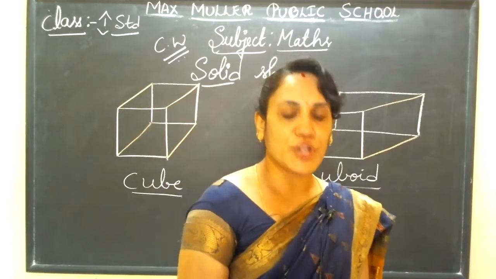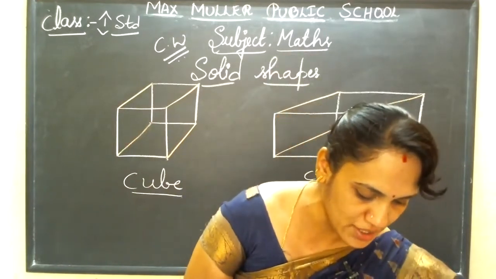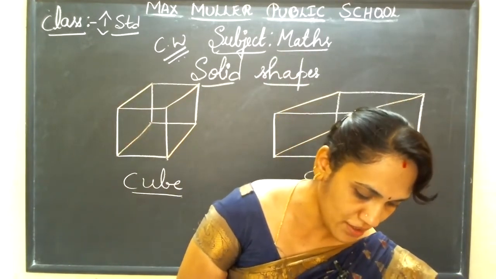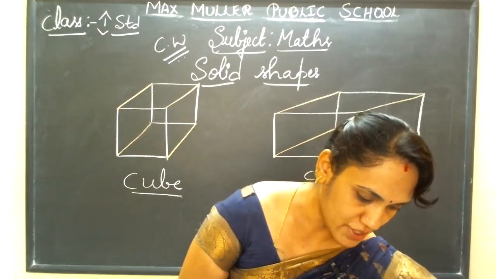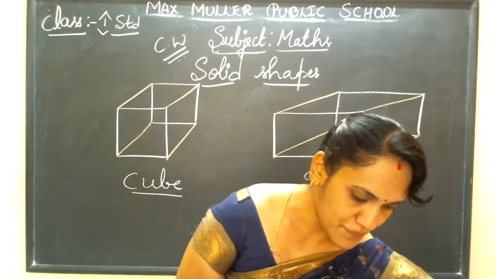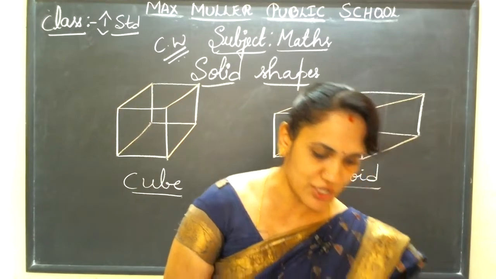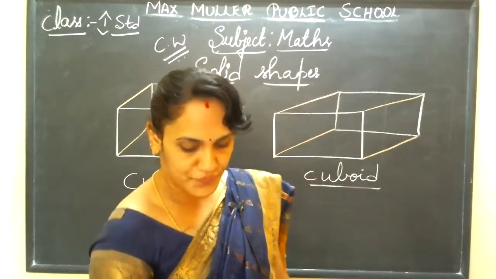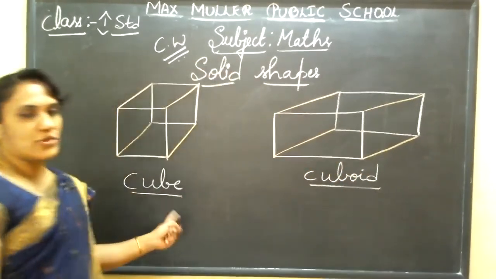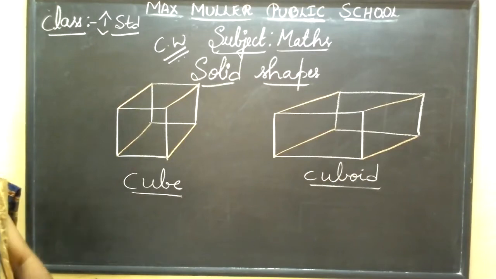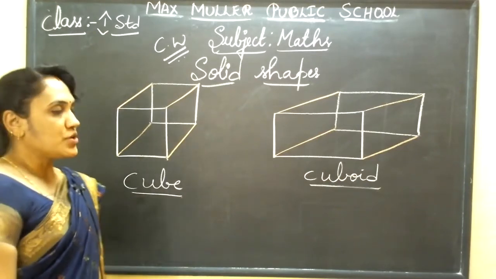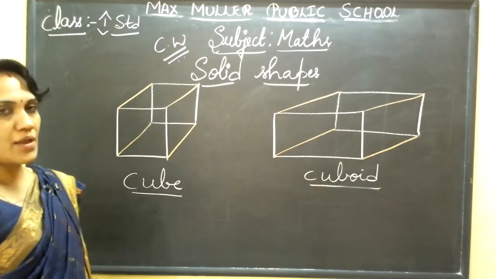So which are the solid shapes? Sphere, cone, cylinder, cube and cuboid. These are the solid shapes. Okay. So have you understood how to draw all this? Have you finished? Have you drawn in separate pages, neatly, children? Yes.